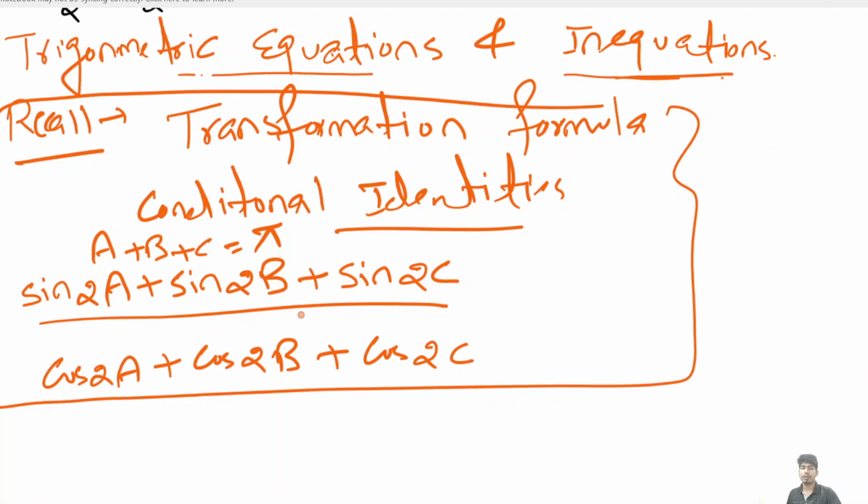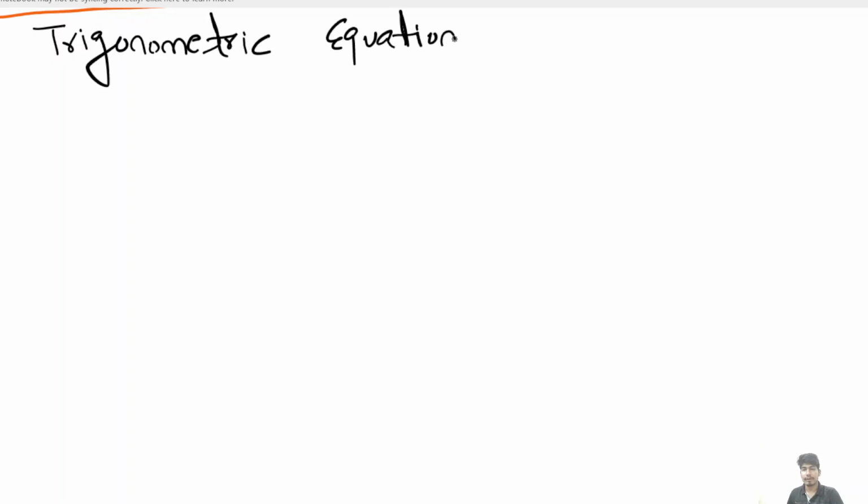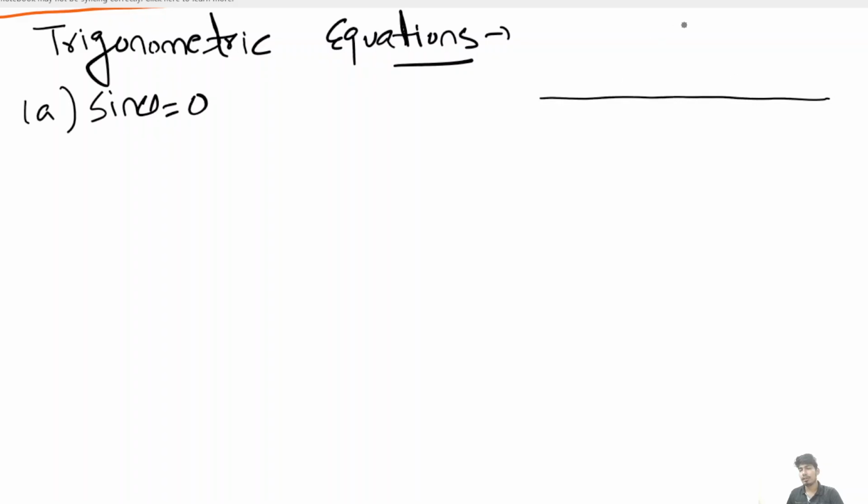Let's start. We do trigonometric equations and inequations. First is sin theta is equal to 0. We know sin is 0 only on this line, where theta is 0, pi, 2 pi, 3 pi, 4 pi, 5 pi, and so on.